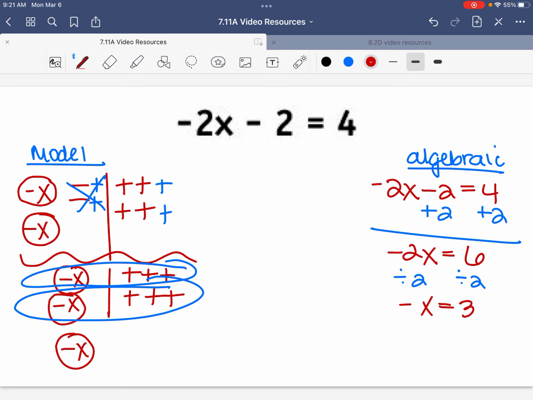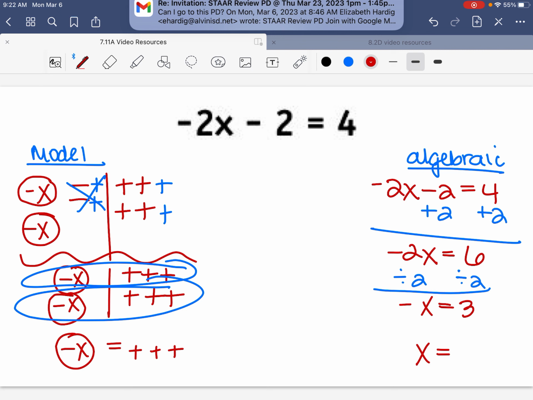So 1 negative x equals 3 positives. But I don't want that. I want a positive x, a whole positive x. So I will take the opposite of both sides, because I know that the opposite of a negative x is a positive x. And the opposite of a +3 is a -3.